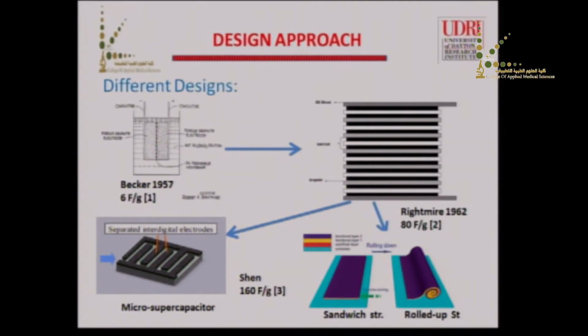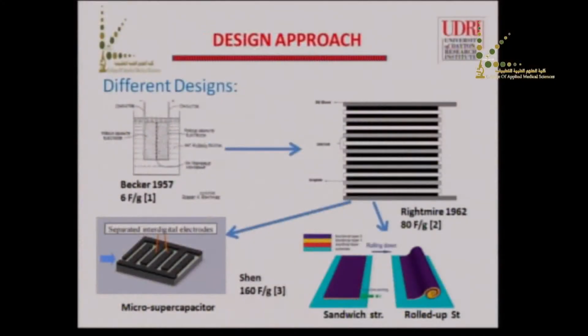Mr. Beaker, in 1957, created the first supercapacitor. Two electrodes, one jar, that's the beaker, connected to each other, with a solution. It's called a liquid electrolyte, made from sulfuric acid. And when he measured his supercapacitor, he found only 6 Farads per gram.